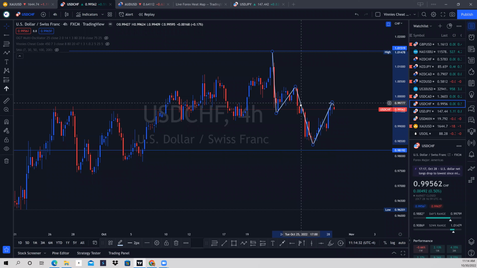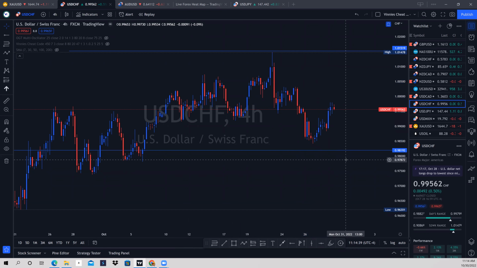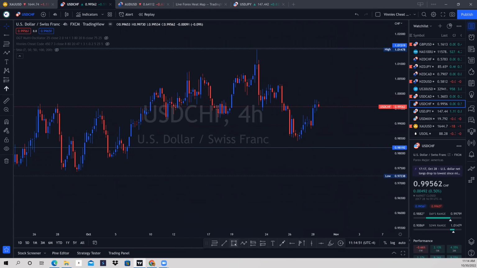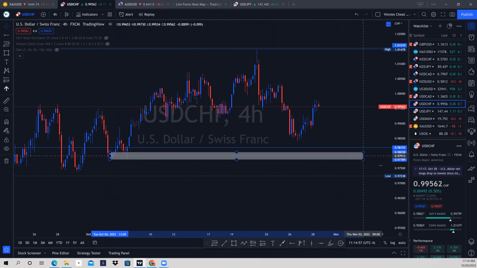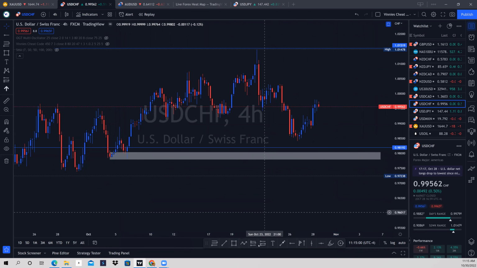So with that information in mind, I'm looking for price to get to an area of demand, or if you want to call it support, an area of demand or support on a lower time frame in order for me to take a trade in the direction of the higher time frame. So the levels I would be looking for are these levels here. This will be the first area looking for price to get back to. And this also would be my second area.